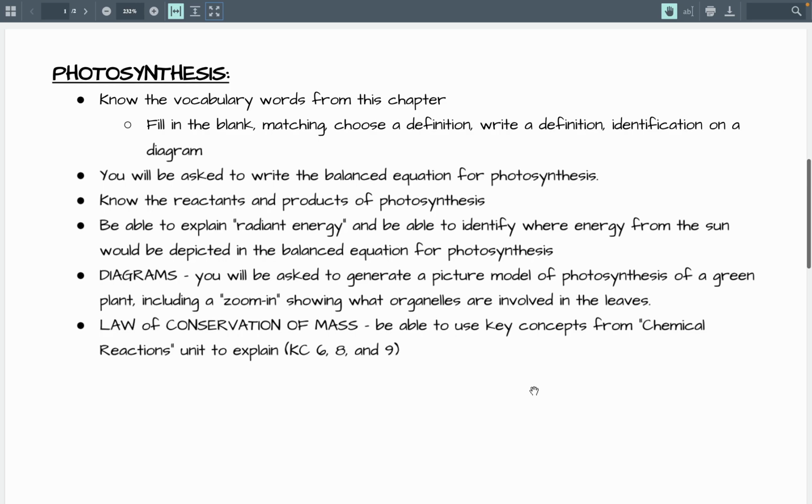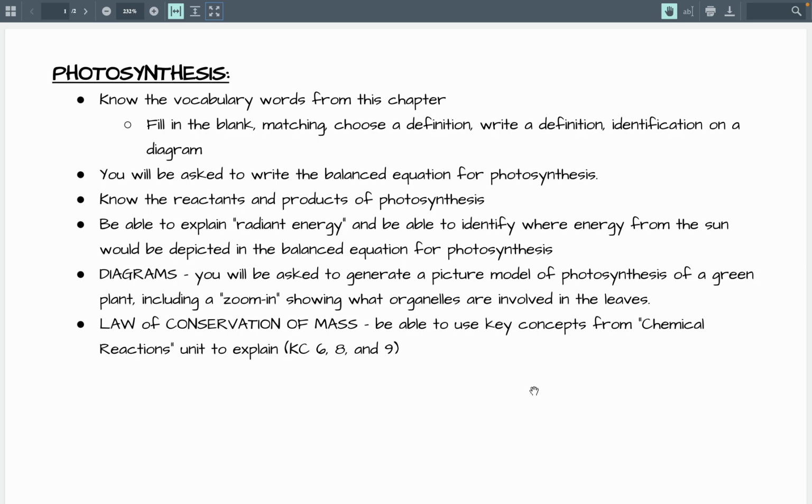In photosynthesis, know the vocabulary words from the chapter. Again, fill in the blank, matching, choose a definition, write a definition. And then I may have a diagram on the test, and you'll have to identify the parts maybe of a leaf, like maybe it's the stomata or the guard cell. Or I might say which organism in this diagram is responsible for bringing in water to the green leaf, and you'll have to identify it.